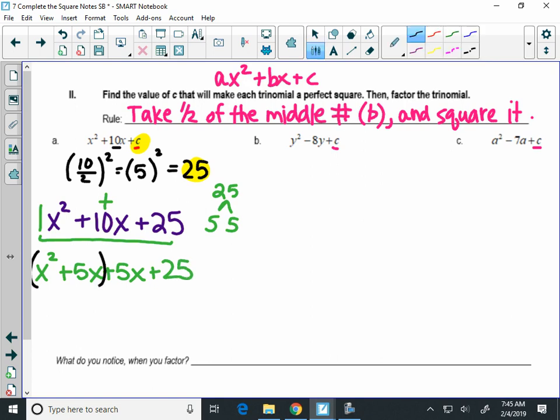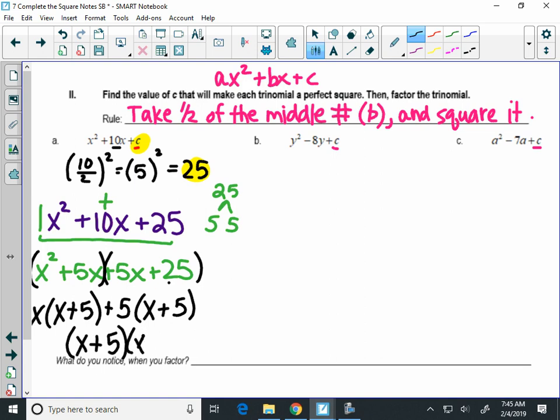And we're going to group. From this first group, I pull out an x, and I get x plus 5. And the second group, I can divide out a positive 5. And I'll get x plus 5 again. So when I factor this, it looks like I get x plus 5 times x plus 5, which is what we wanted to achieve. Remember, we wanted two factors that looked exactly the same.